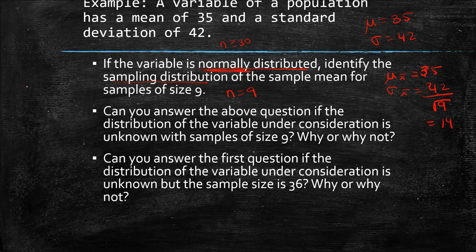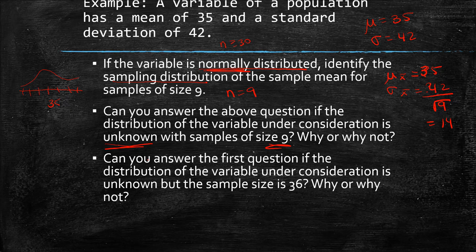And we could graph that, right? Because it's normal, the mean would be 35, and we'd add and subtract 14 three times, and we'd get this nice little curve. Okay, can we answer that same question, the sampling distribution, if we don't know the distribution? The distribution of the variable under consideration is unknown, so we don't know that it's normal now. And we still have size 9.